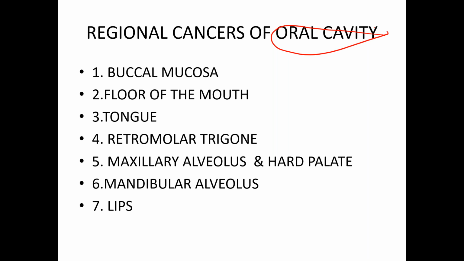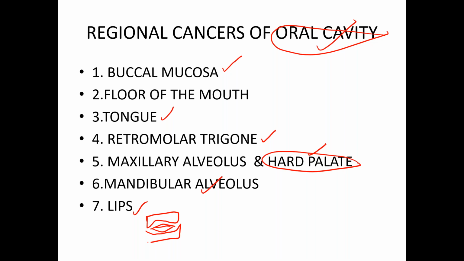So, oral cavity tumors, as you could see here: number 1 is buccal mucosa. Number 2 is floor of the mouth. Number 3 is tongue. Number 4 is retromolar trigone. Number 5 is maxillary alveolus and hard palate, that is hard palate growths. Number 6 is mandibular alveolus. Number 7 is lips. It is easy to remember: take the lips, take the upper jaw, that is hard palate and maxilla, take the lower jaw, that is mandible. So these three are those things.